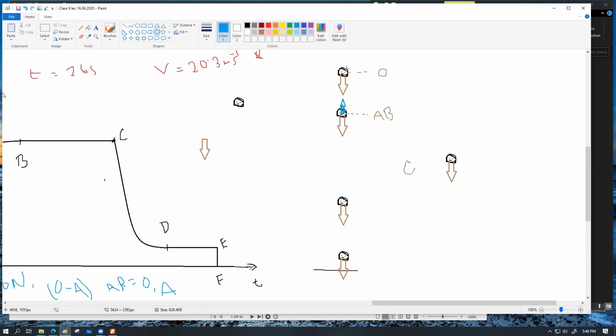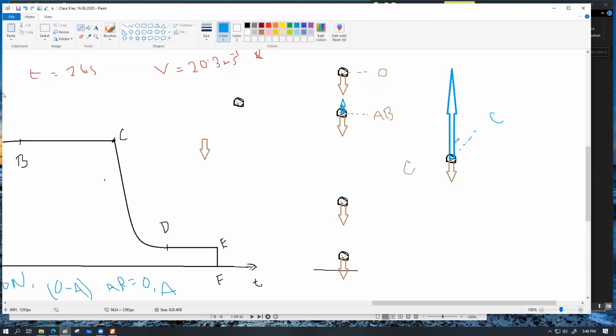When the parachute is open, suddenly the air resistance becomes this much. Oh, wrong direction of arrow. Yes, this is suddenly the air resistance becoming this much. And let's say this is happening at C, when the parachute has unfolded itself.